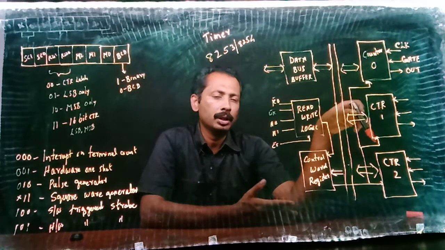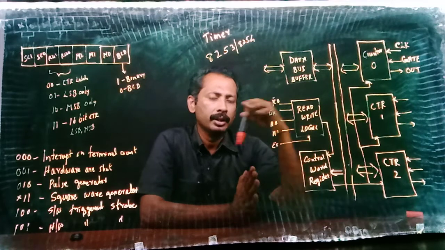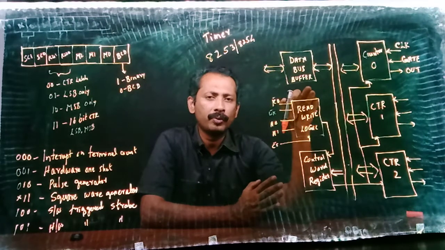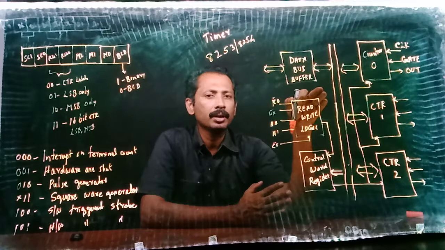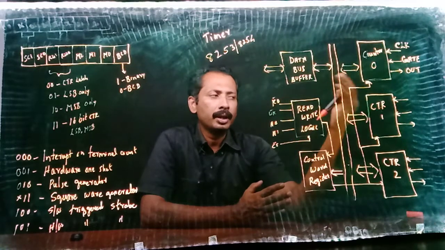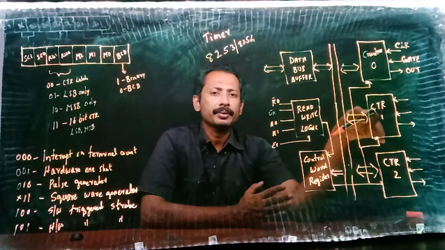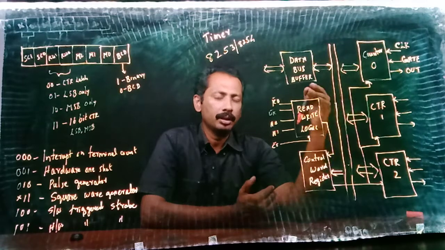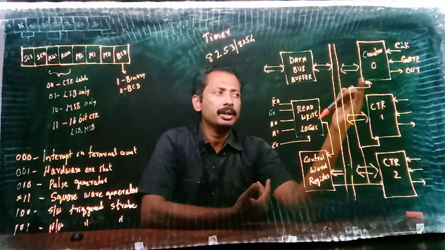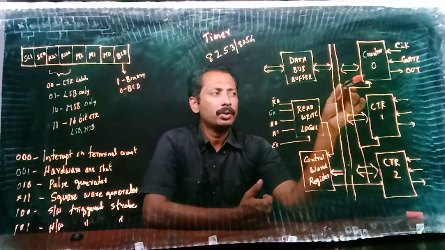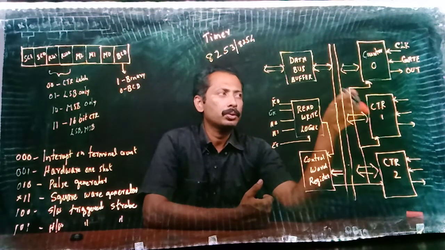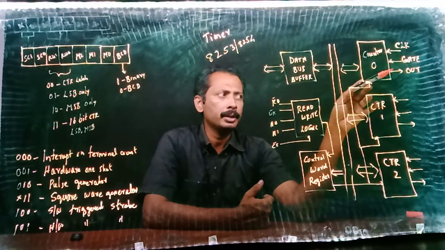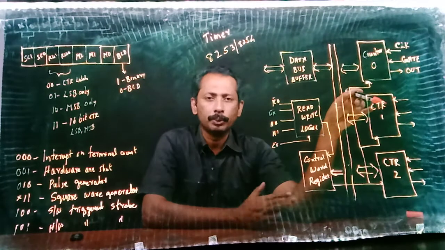We have 3 counters, and we can use the 3 counters simultaneously. That means we can make use of the 8253 or 8254 IC for keeping track of 3 different times. Counter 0, counter 1 and counter 2, each of which has a clock input, a gate input and an output.